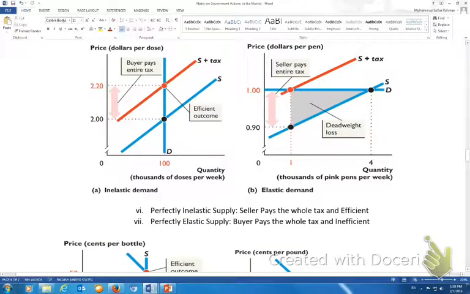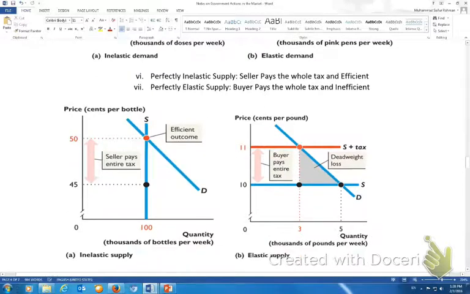We can look at two more cases, and these are also interesting ones. The next one is a situation where the supply curve is perfectly inelastic. So this is the graph on the left. When the supply curve is perfectly inelastic, before tax, let's imagine that the quantity was 100, the price was 45.